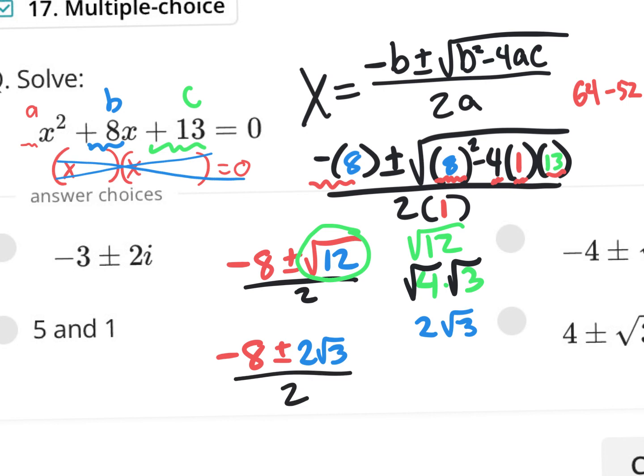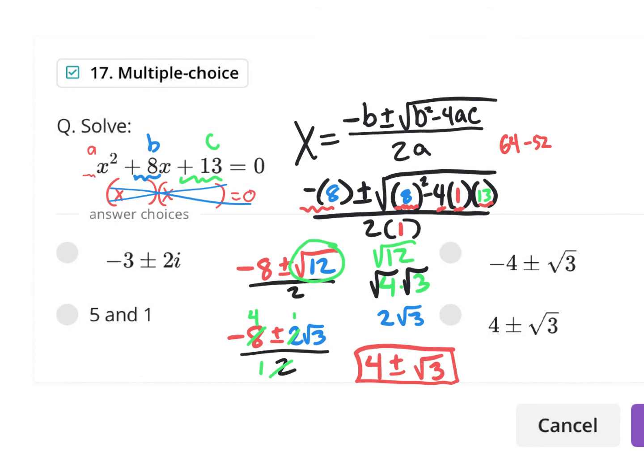Now, this is all divisible. It's all reducible by 2. So if you reduce by 2, you'll get a 4. Reduce by 2, you get a 1. Reduce by 2, you get a 1. So your final answer is 4 plus or minus 1 square root of 3 over 1. So you don't need the 1 in front of the square root of 3, and you don't need it as a fraction over 1. There's your final answer: 4 plus or minus the square root of 3, which is this answer right here.